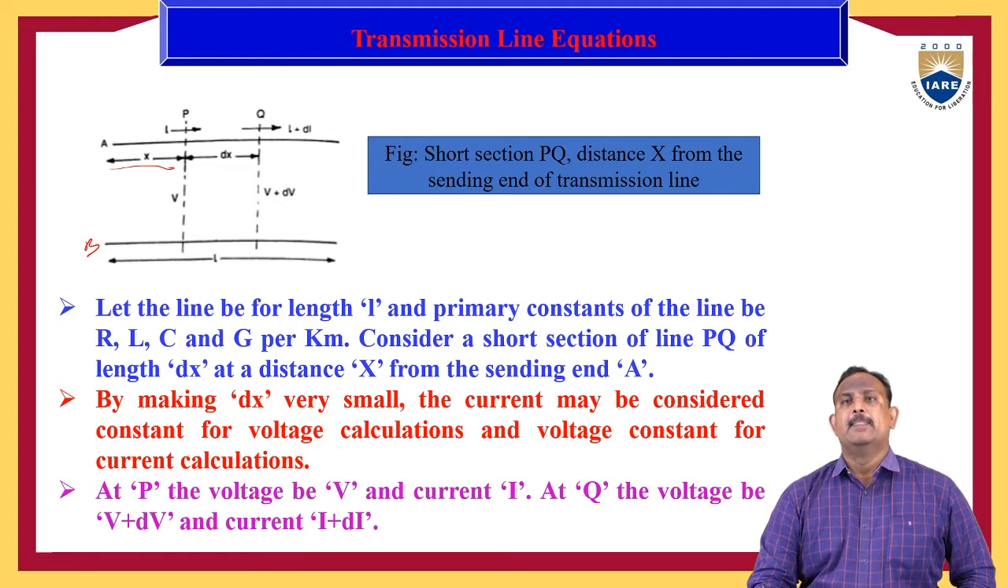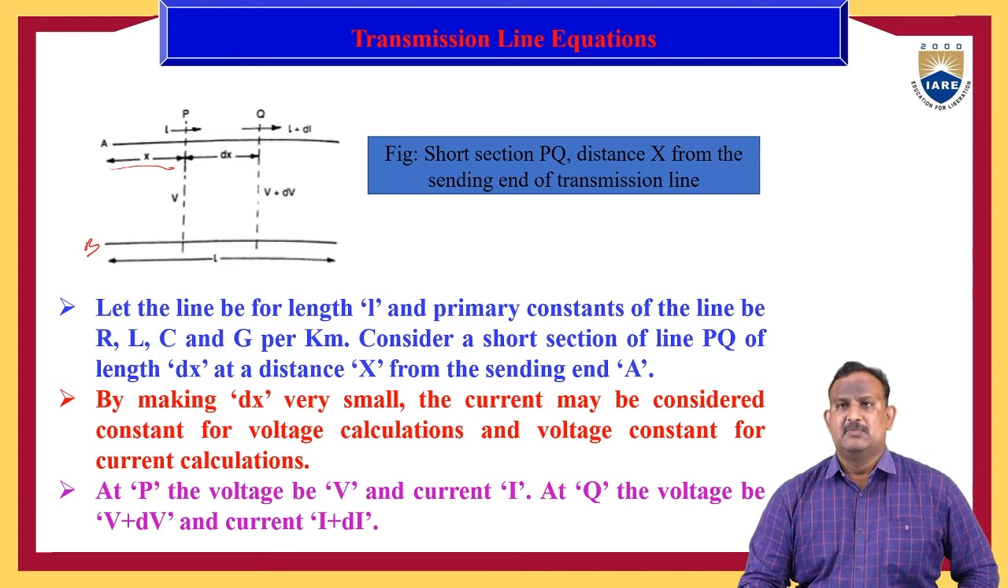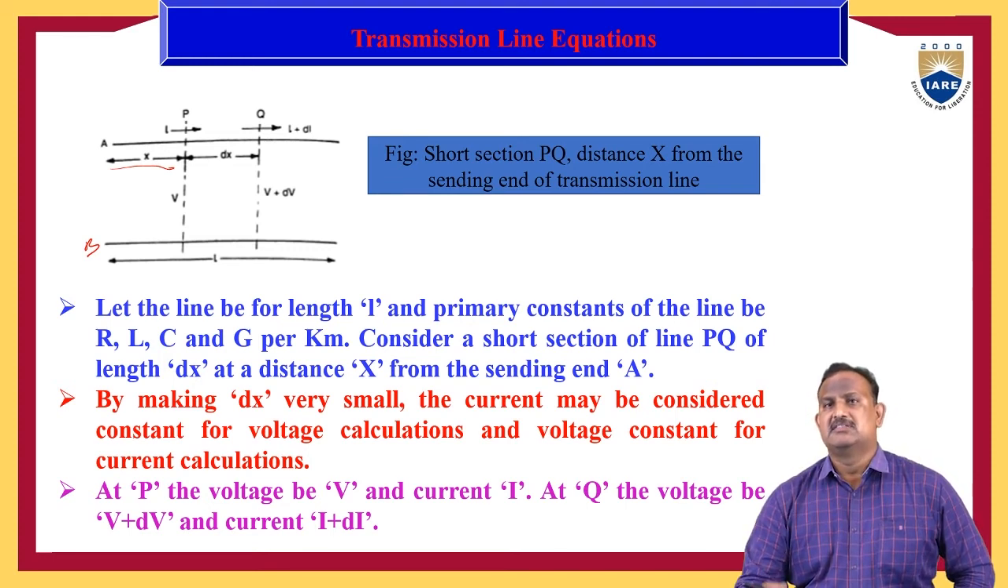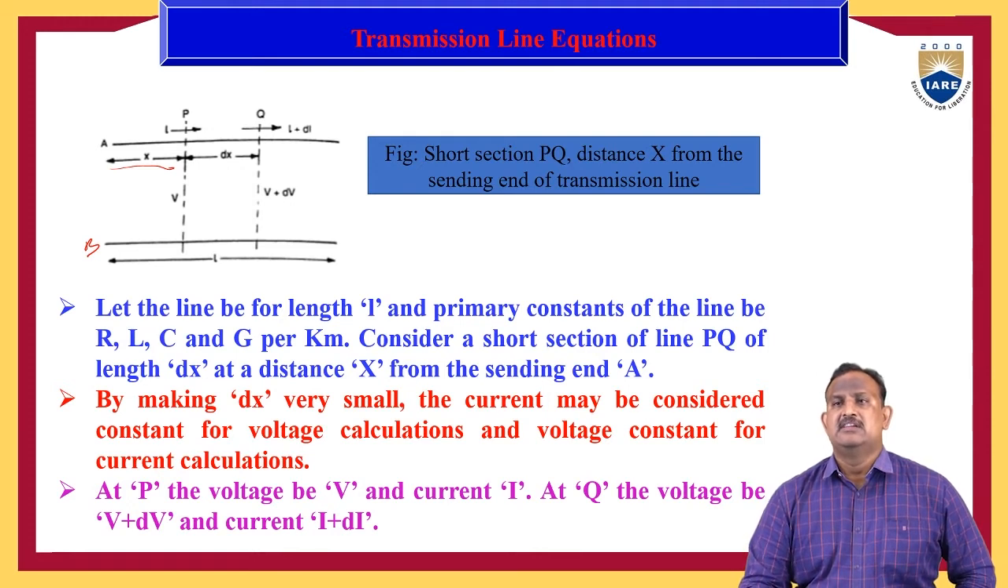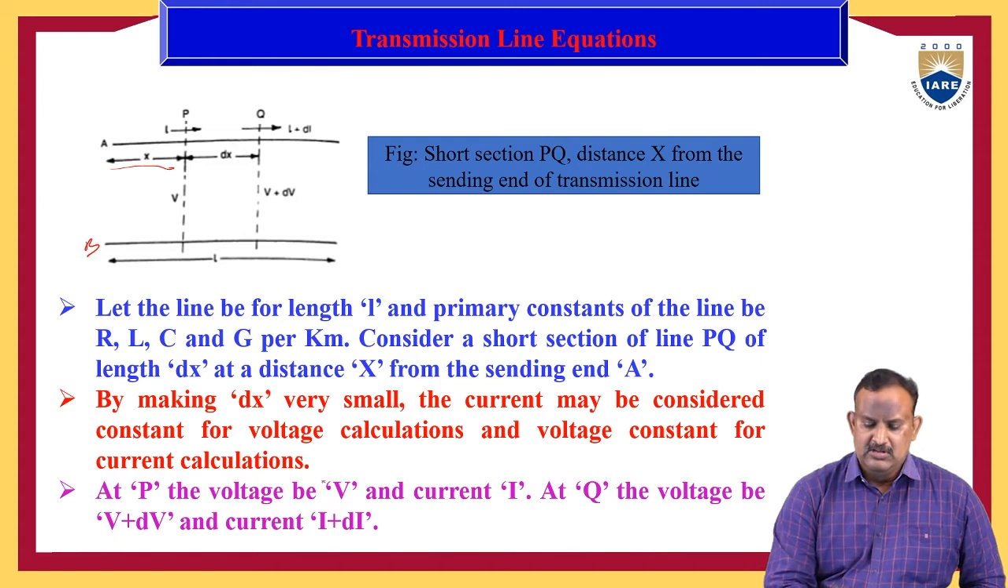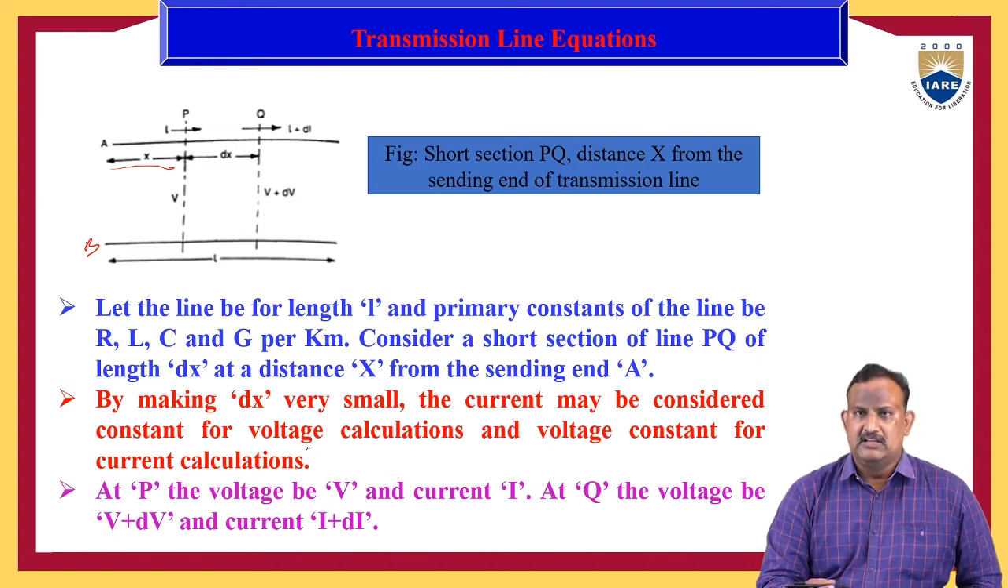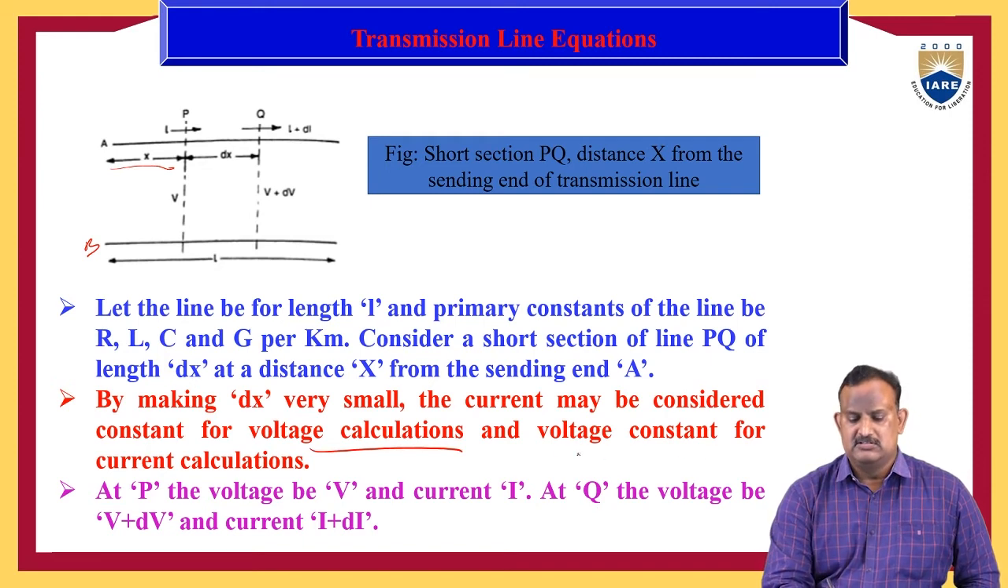By making dx very small, the current may be considered constant for voltage calculations and voltage constant for current calculations. When we are calculating the voltage, we need to keep the current constant, and when we are calculating the current, we need to keep the voltage constant.